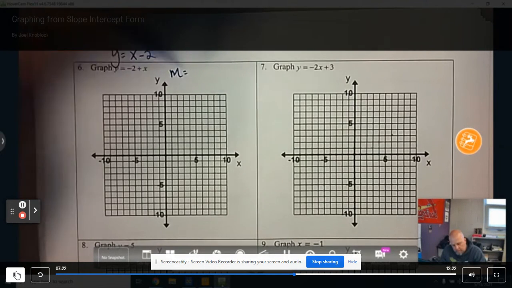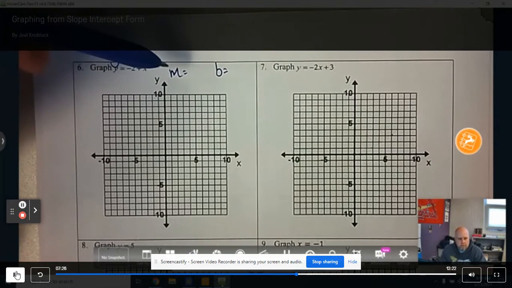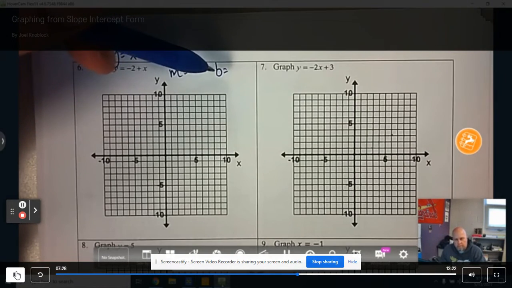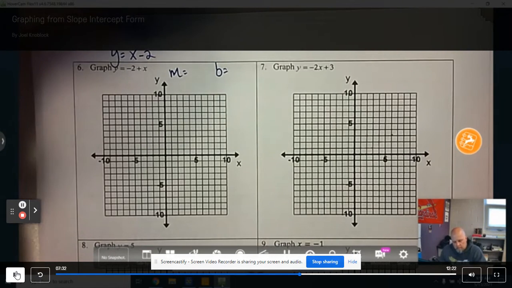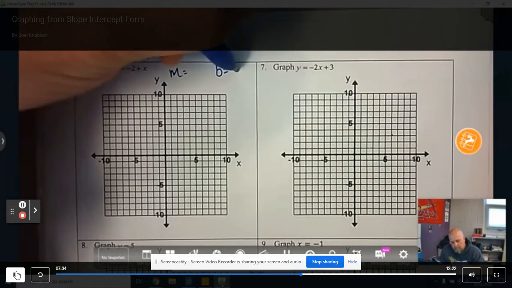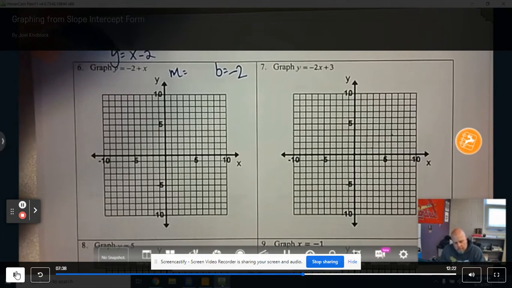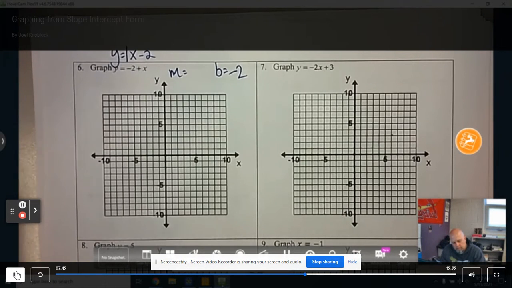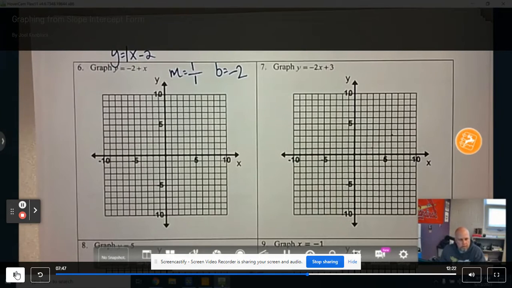Okay, so now I want you to write down m equals and b equals. So we're identifying the slope and the y-intercept. They just don't have it written down for us, so we're going to write it down ourselves. I always look for the y-intercept first. So b is negative 2. Then I look for the m. You don't see a number in front of that, but remember, you've been taught if there's no number in front, you can drop a 1, which means my slope is 1. It's a whole number, so I'm going to put 1 over 1.